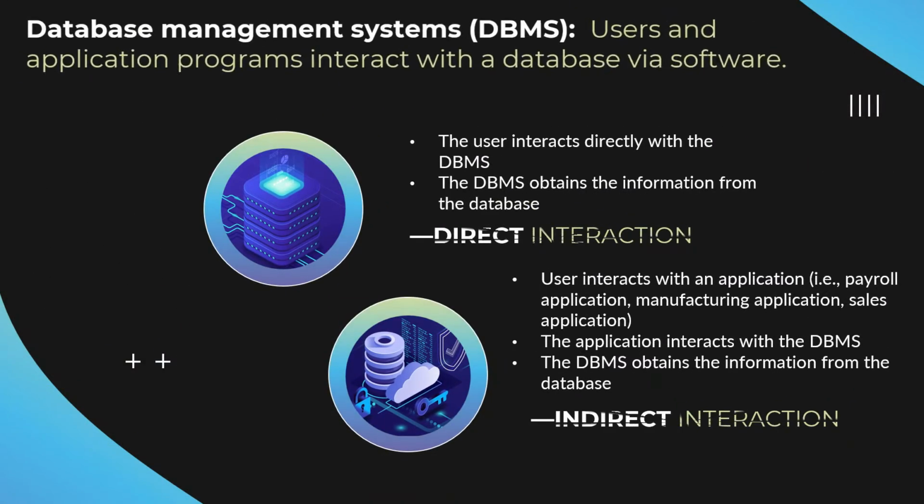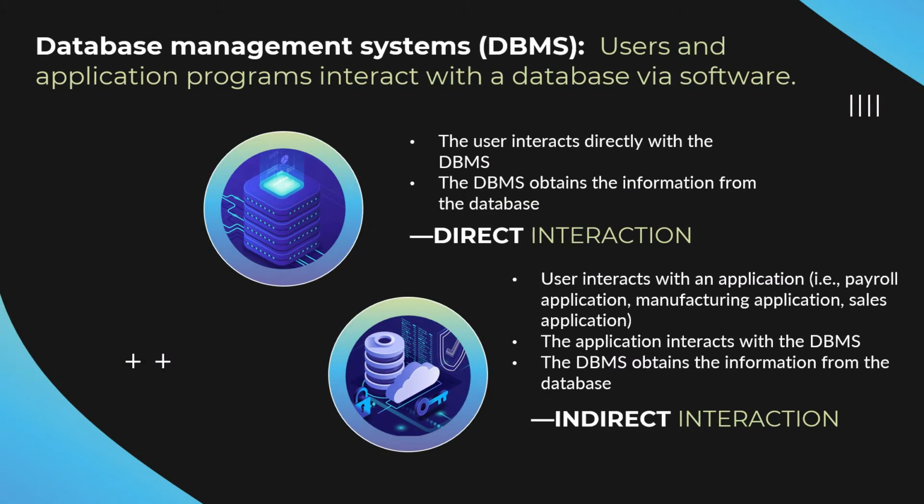Next, Database Management System (DBMS). A Database Management System is when users and application programs interact with a database using software. There are two types of interaction, which are direct interaction and indirect interaction. Direct interaction is when users can interact directly with the DBMS. The DBMS can also obtain the information from the database.